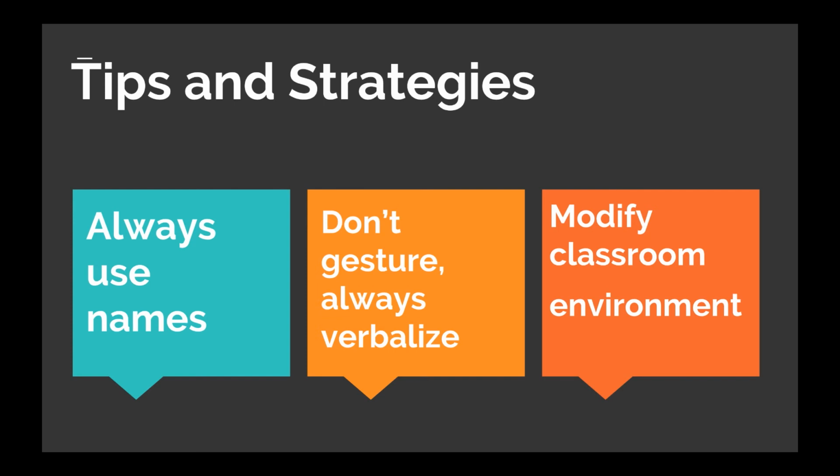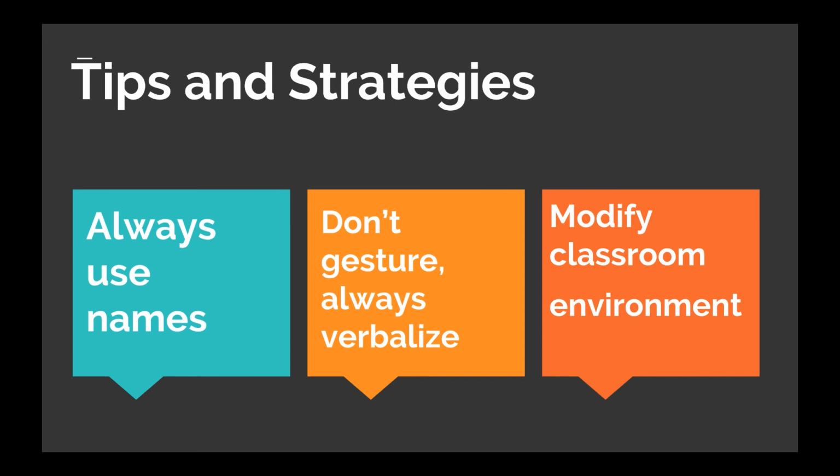So here are some tips and strategies for teachers. The first is always use names. So when you see a student, instead of saying hi, you can say, "Hi, Sarah, it's Miss Antonio," and then continue your conversation from there. Another tip is don't gesture, always verbalize. Gestures are not seen as well, so always verbalizing what you're talking about would be a better way to communicate to students.